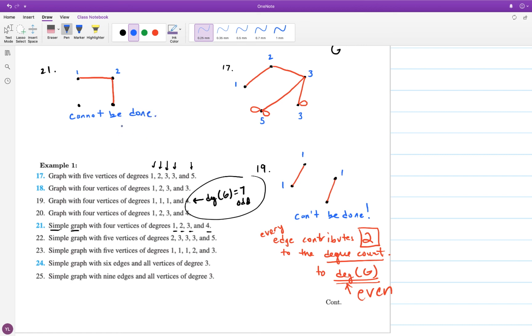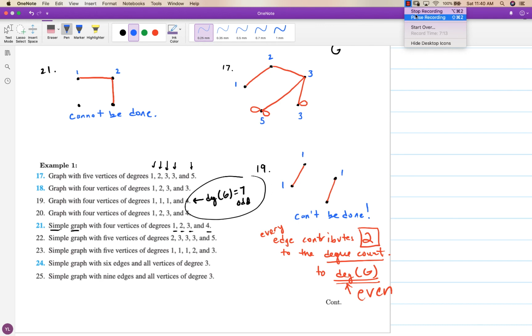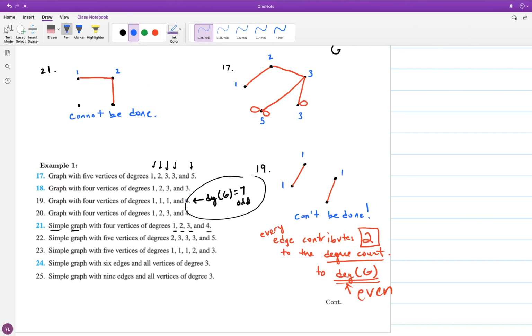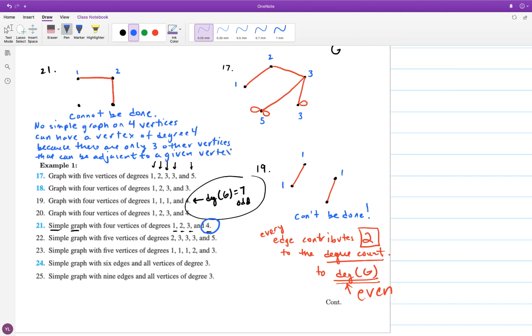And here, let's just write a small explanation for why it cannot be done. Probably the easiest way to argue this is to rule out the possibility that there's a degree 4 vertex in a simple graph of 4 vertices. So I'll try and explain that. Okay, so I'm happy with this type of explanation. I'm going to make the claim that no simple graph on 4 vertices can have a vertex of degree 4 because there are only 3 other vertices in the graph that you're allowed to connect that vertex to. You can't connect the vertex to itself because we're talking about a simple graph. There can't be any loop at any given vertex. So since there are only 3 other vertices that a given vertex could be adjacent to, that puts the maximum degree of any vertex in a simple graph on 4 vertices at 3.